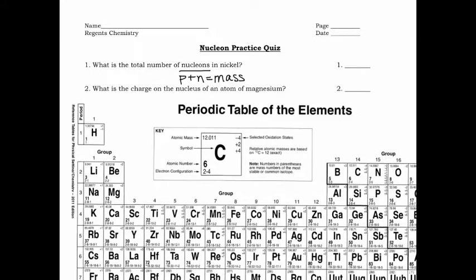Nickel, by the way, is not N, it's Ni, it's right here. And we're going to look at our mass. If you ever forget which number is the mass, you can always look at this key to find that out. So here's our mass, and we round that to a whole number. The whole number would be 59. So that's going to be our number of nucleons.